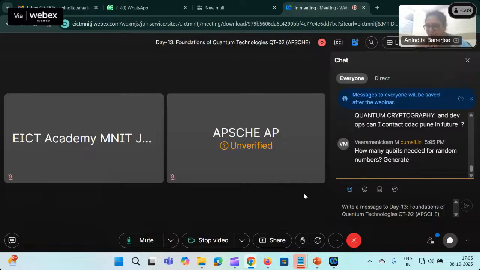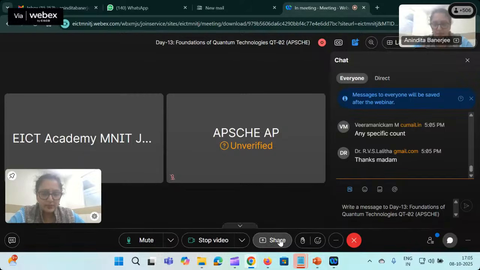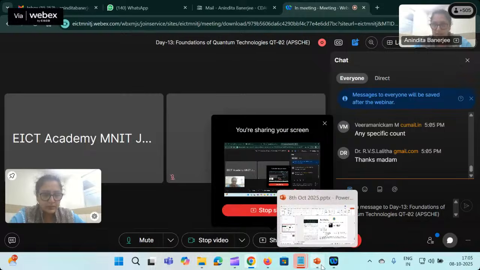Okay, how many qubits are needed for random numbers? One qubit, one random number. Now there are entropies, like if you're doing time encoding or multipath superposition, then you can have more random numbers from one measurement. That is also possible. Again, you can use entanglement to generate random numbers. You can use different properties of the photon for generating random numbers. Okay, so now I'll go back to the presentation.